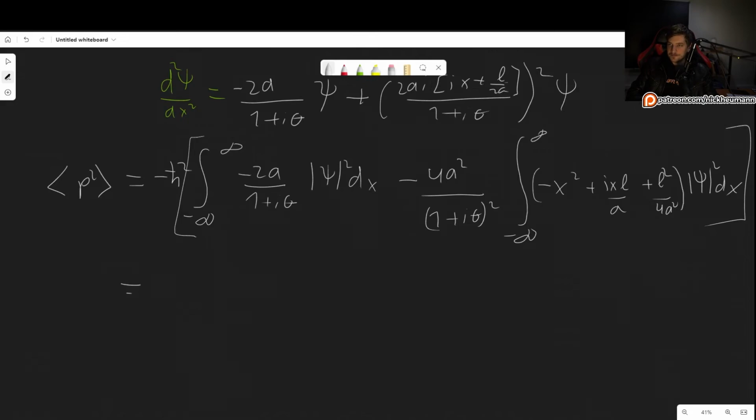Now, let's continue. Here we can take out the constants, and we are left with the integral from minus infinity to infinity of the probability density squared, dx. But what is this? We are asking, what is the probability of finding a particle anywhere in space? That is 1. Our wave function is normalized, so this thing is 1. And then we have the other integral.